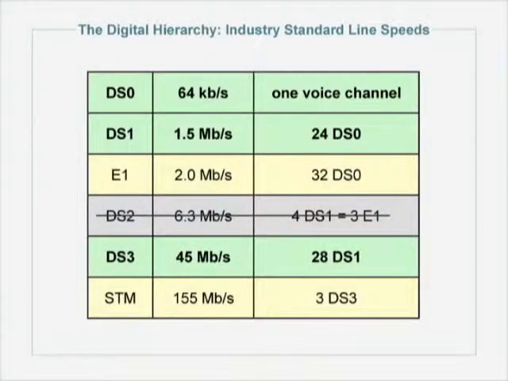Now, there's nothing magic about these numbers. These are industry standard line speeds. Companies manufacture equipment that works at these speeds. Other companies purchase it, maybe from different vendors, and integrate the equipment together to build networks that run at these speeds. And then they file tariffs with regulators to offer services that run at these speeds. These are just industry standard line speeds.